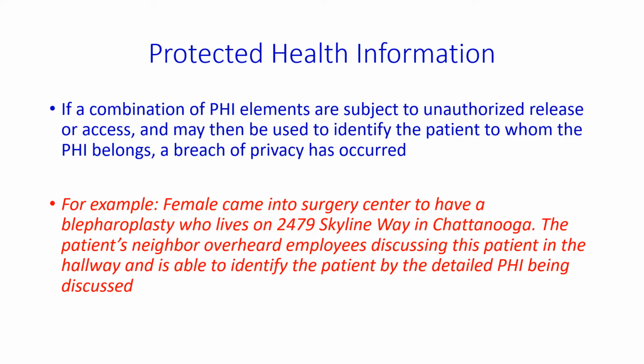For example, say you tell a friend about a female who came in for a blepharoplasty and who happens to live just around the corner at 2749 Skyline Drive in Chattanooga. Someone who knows the person who lives at that address overheard your conversation and is now able to identify the person who received the blepharoplasty. This situation is called a HIPAA breach and is a violation of the HIPAA privacy rule.